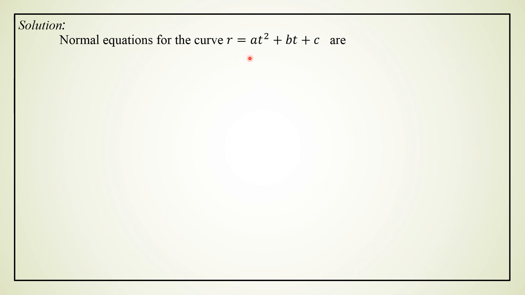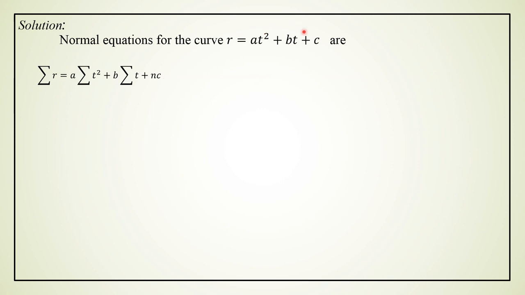So let me just write the normal equations for the given curve over here. The curve is r is equal to at square plus bt plus c. Observe here you have a into t square, b into t, and c into 1. Therefore, multiply 1 throughout and take the summation of it. That will give you the first normal equation. The first normal equation is summation r is equal to a into summation t square plus b into summation t plus, whenever you are taking a summation on a constant, you have to write it as n into c.